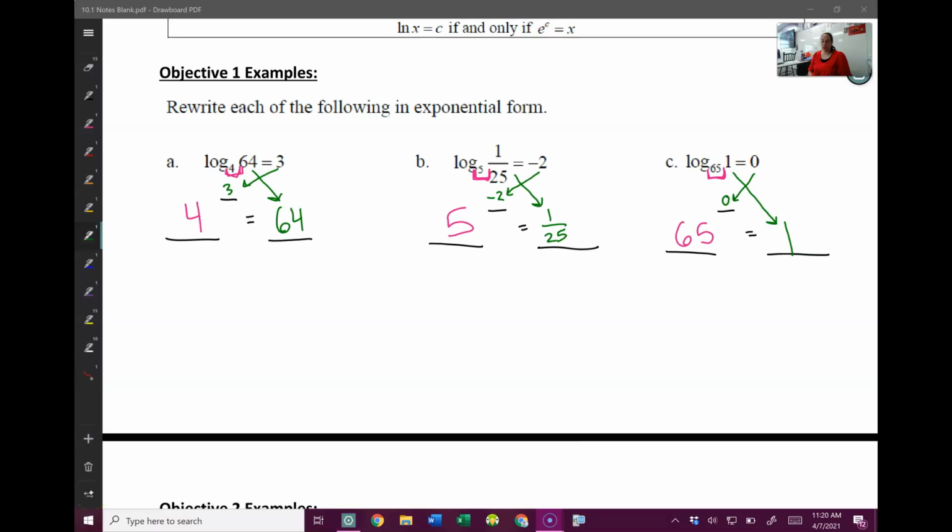Welcome back. Check what you got with what I got. So for A, I got 4 cubed equals 64, which is true. For B, I got 5 to the negative 2 equals 1 over 25, which is also true. And then I got 65 to the 0 equals 1. So if you remember, anything to the 0 power will always equal 1. That's one of those rules of exponents that you've talked about in the past.